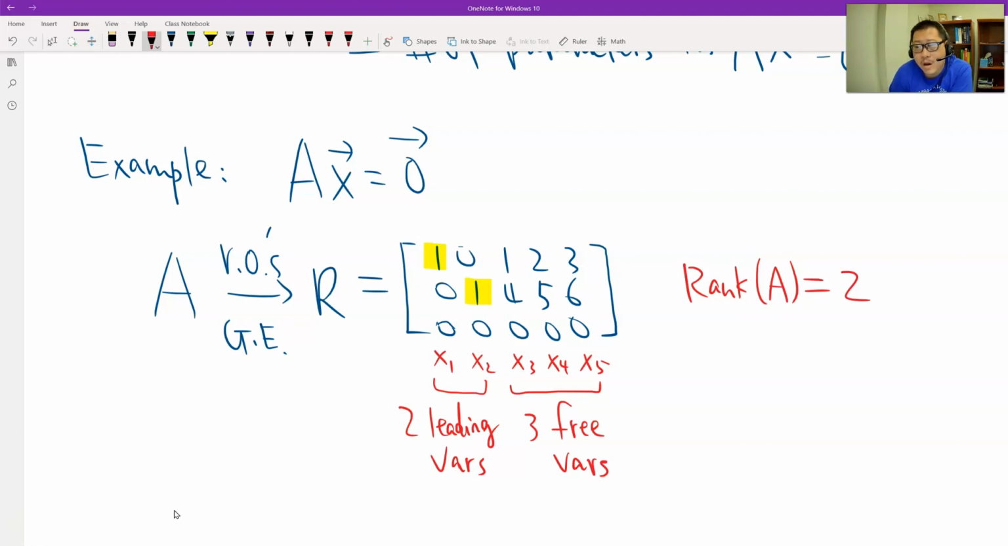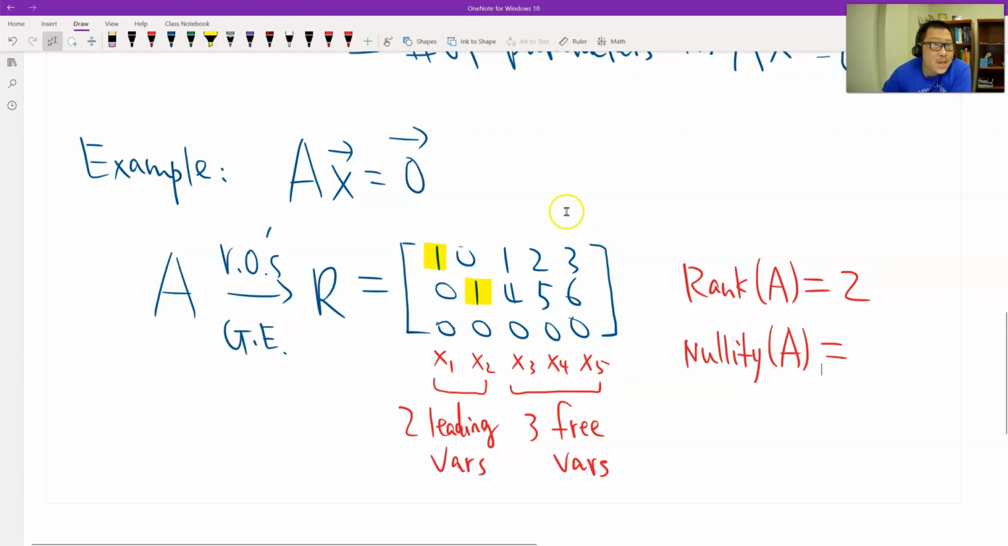The second is the nullity. The nullity depends on the solution space of AX equals 0. And we have 3 free variables. We can set the 3 free variables as r, s, t. So we can get a basis. How many vectors in the basis? 3, because we have 3 parameters. So the nullity equals 3. And this 3 exactly is the number of free variables, or the parameters.